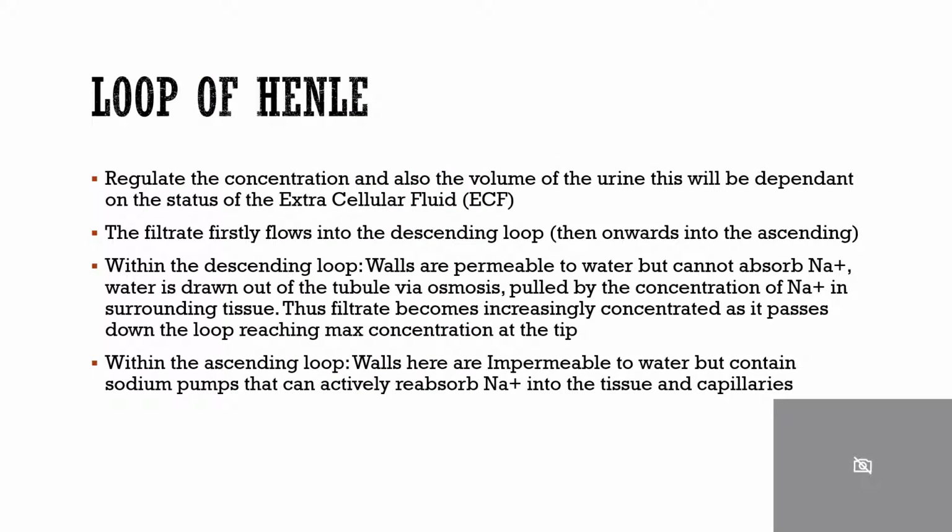The loop of Henle regulates the concentration and also the volume of the urine, and this will be dependent on the status of the extracellular fluid. The filtrate firstly flows into the descending loop, then onwards into the ascending. Within the descending loop, the walls are permeable to water but cannot absorb sodium. Water is drawn out of the tubule via osmosis and is pulled by the concentration of sodium in the surrounding tissue. Thus the filtrate becomes increasingly concentrated as it passes down the loop, reaching maximum concentration at the tip.